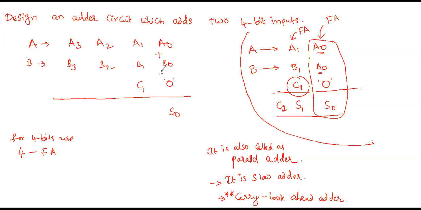Okay. A1 plus B1 plus C1, so it will generate sum and carry. Again add A2, B2, C2, you will generate sum and carry. Again add A3, B3, C3, S3 and you will get carry C4. Now apply these bits to the full adders and you will get the diagram. Just follow the 2-bit input diagram and you will get the 4-bit parallel adder.